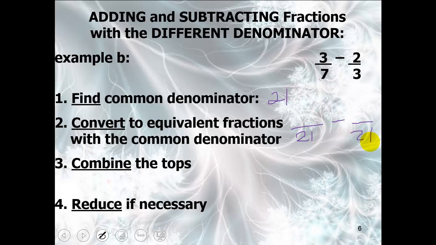Now, what do I have to multiply 7 by to get 21? Well, that's 3. So that means I have to multiply 3 by 3, and that gives me 9. Now the next fraction, what do I have to multiply 3 by to get 21? Well, that's 7. So that means I have to multiply 2 by 7, and 2 times 7 is 14. Now I have my common denominator. I can combine my tops. 9 minus 14 is negative 5 over 21. I need to check to see if I can reduce. 5 is a prime number, and 5 does not go evenly into 21, so this is simplified.